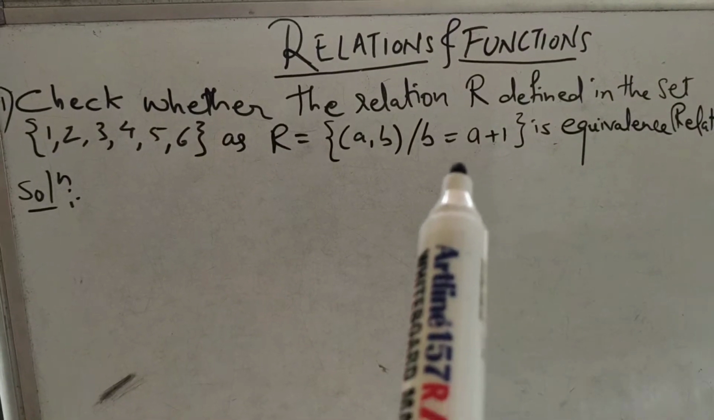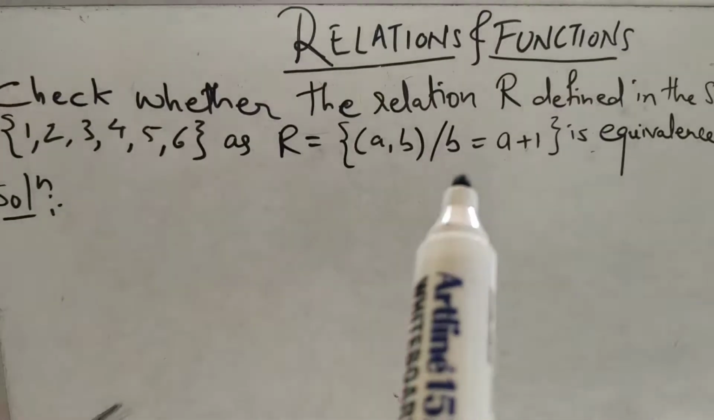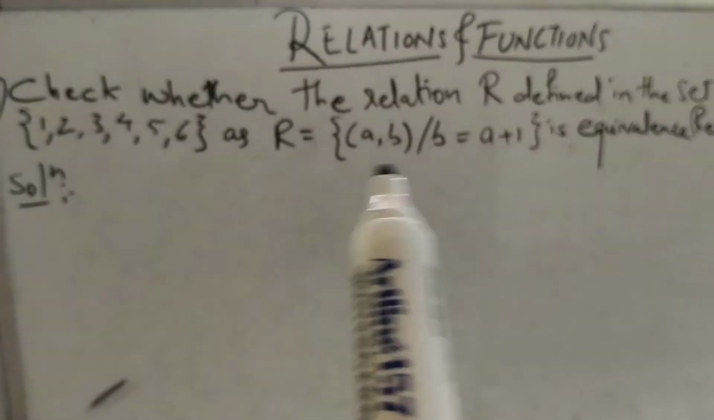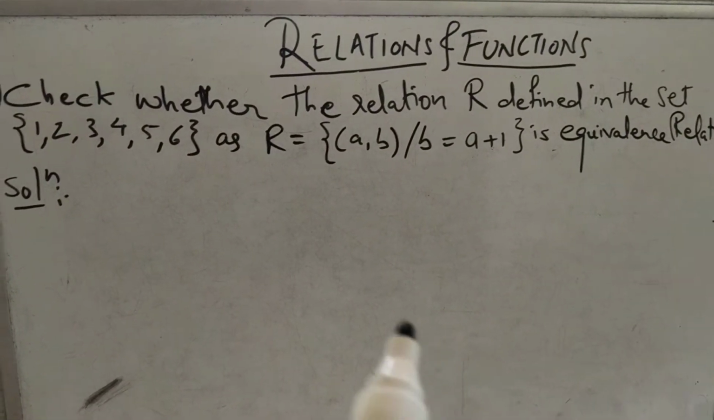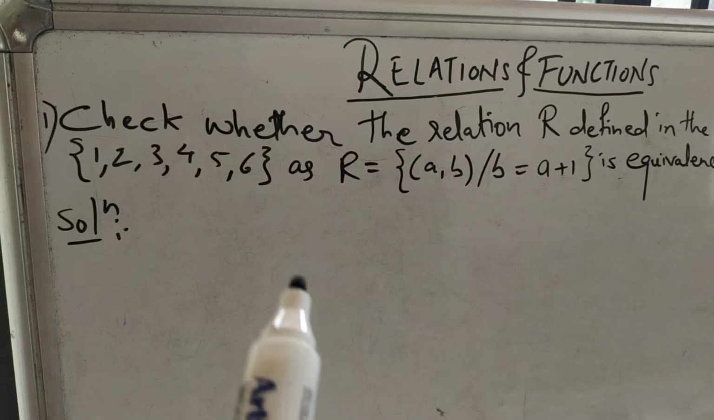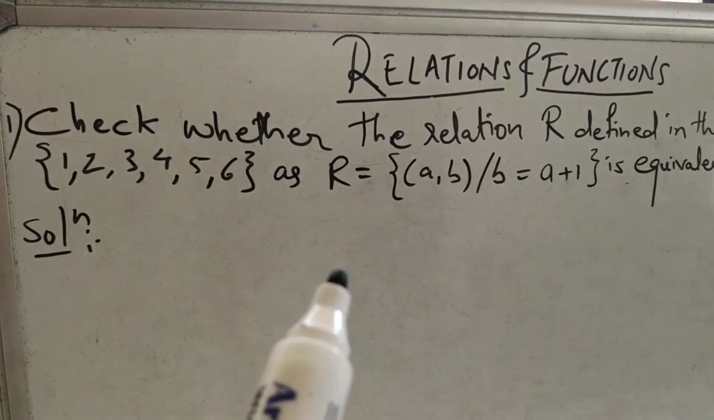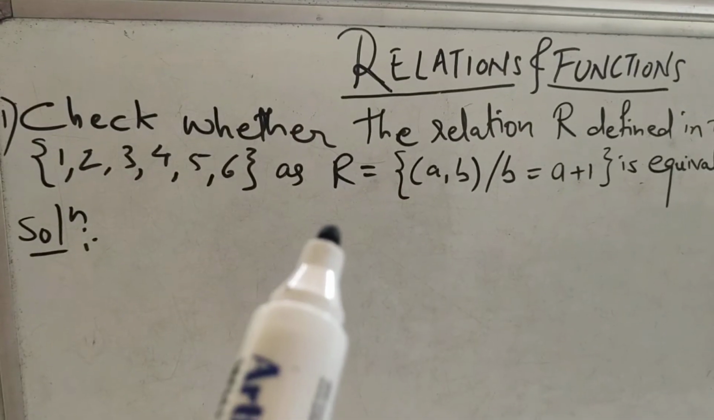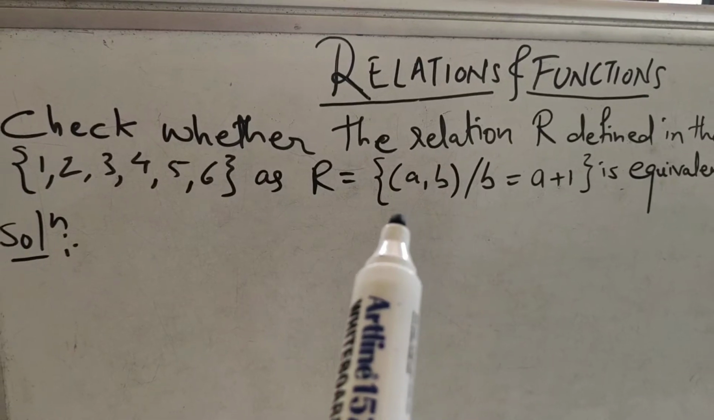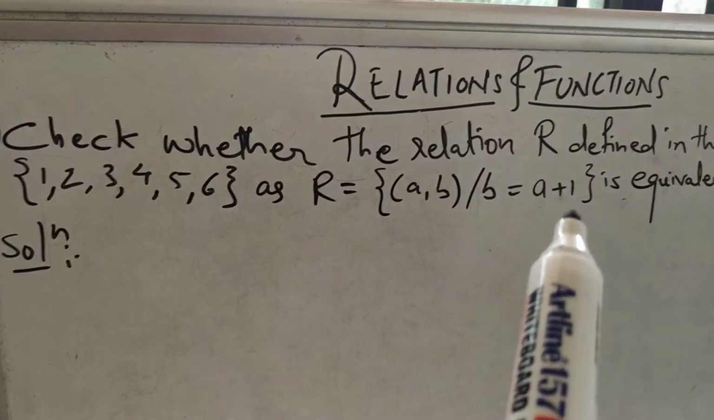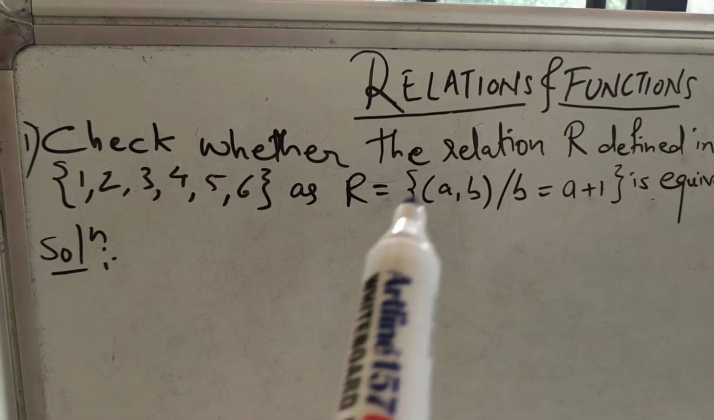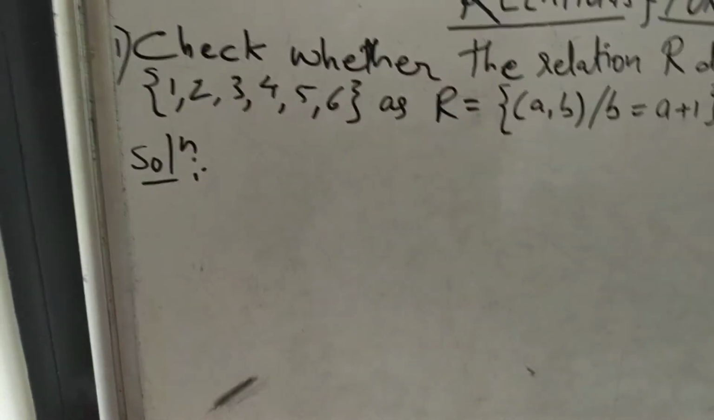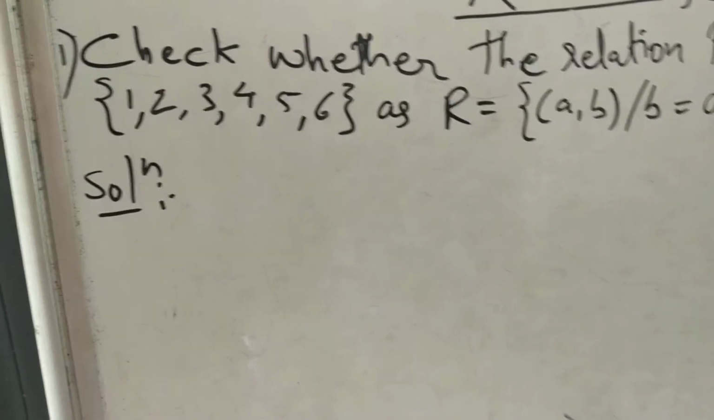Means we have to check whether R is reflexive, symmetric and transitive. If R is reflexive, symmetric and transitive, then the relation will be called an equivalence relation. So let us check whether R is reflexive or not. To check R is reflexive, an ordered pair (A, A) should belong to R. But by this definition, (A, B) where B is nothing but the first element plus 1. So if I say (A, A) belongs to R, then A has to be equal to A plus 1, which is not possible.